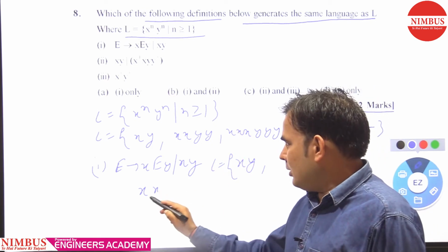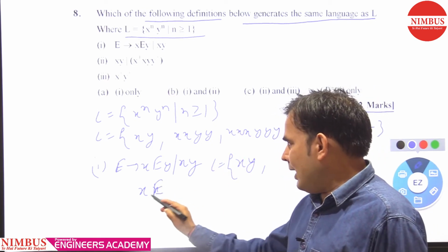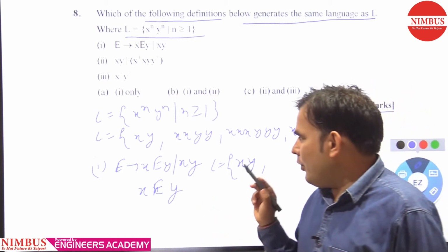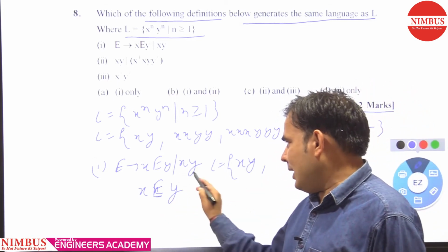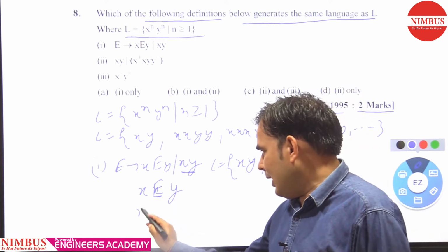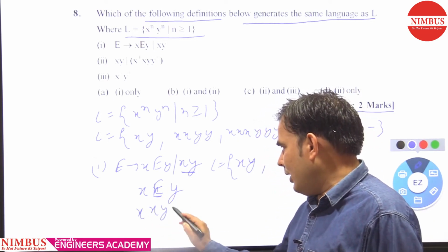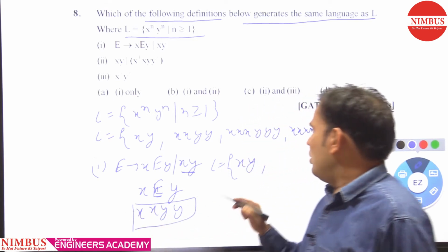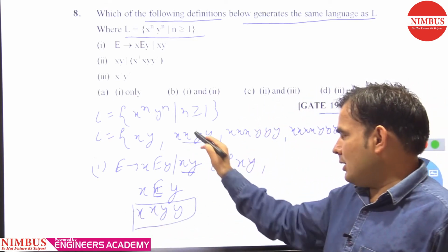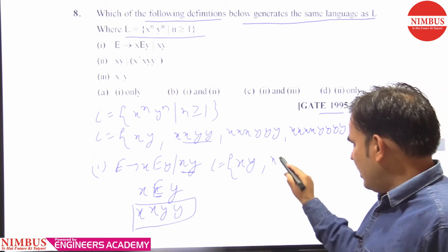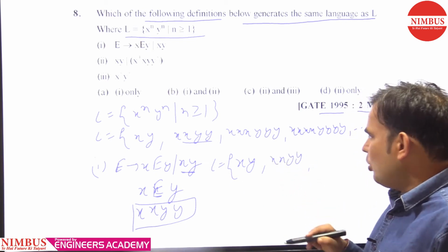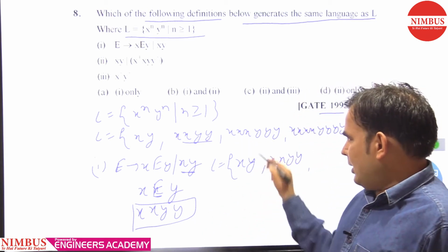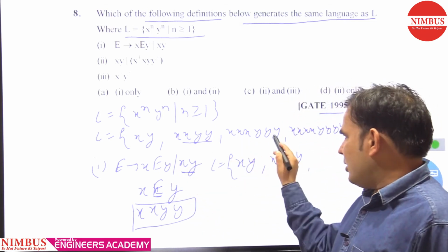So we take xEy. If we replace this E with xy, then we get xxyy. So it generates the string xxyy also, and it is present in the language. Yes, it is present in the language.